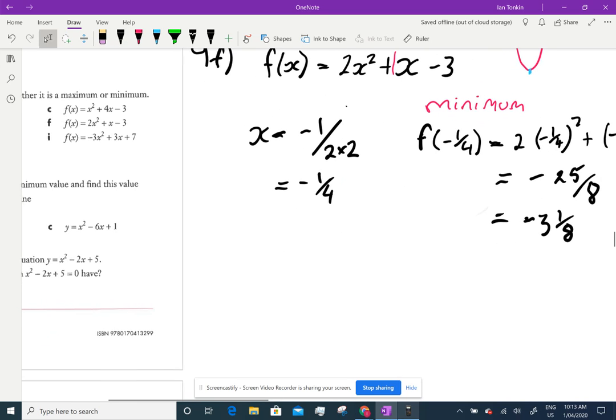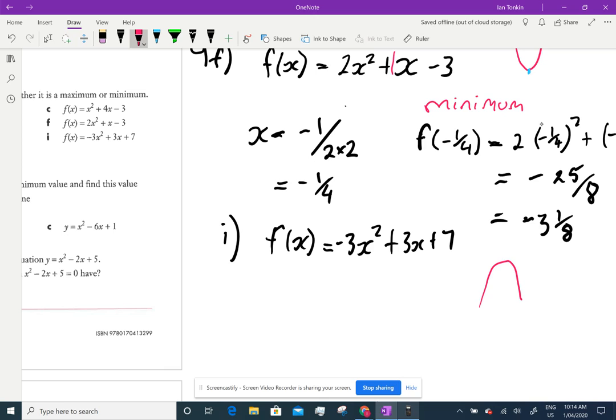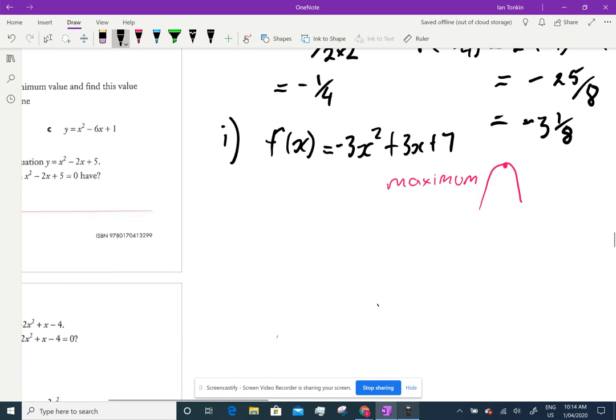Now, let's have a look at 9i. F of x equals negative 3x squared plus 3x plus 7. So this is a negative parabola, so at that point we're going to have a maximum. And the turning point, it's just the same. X equals minus b on 2a, so minus 3 on 2 times negative 3, which gives me minus 3 on negative 6, which is positive a half.